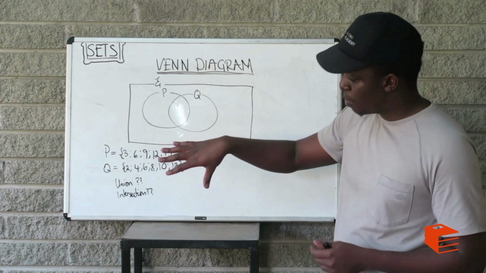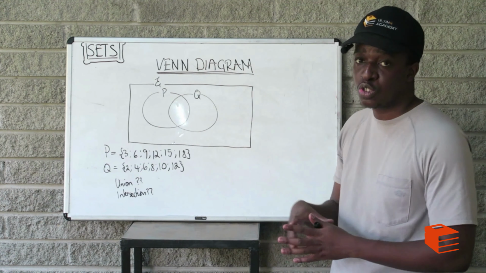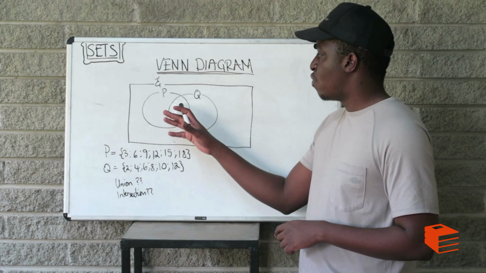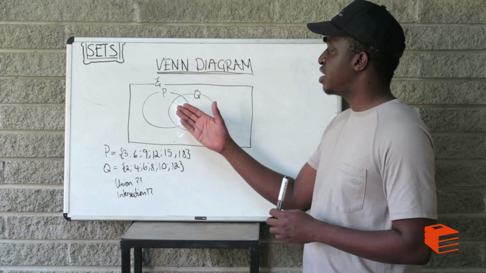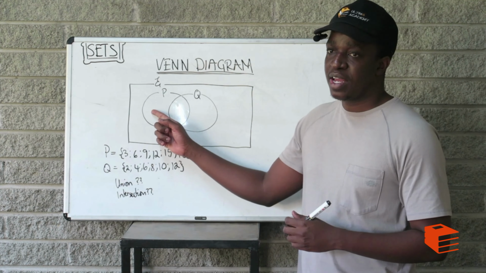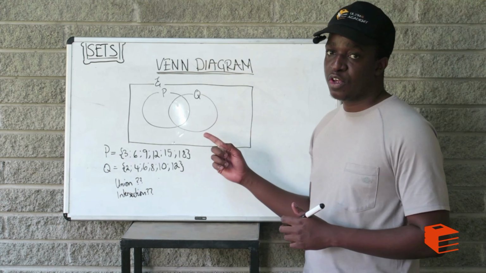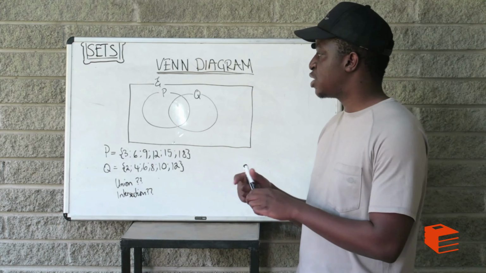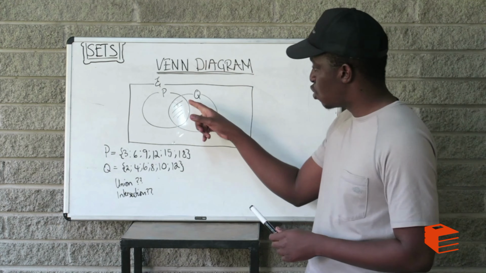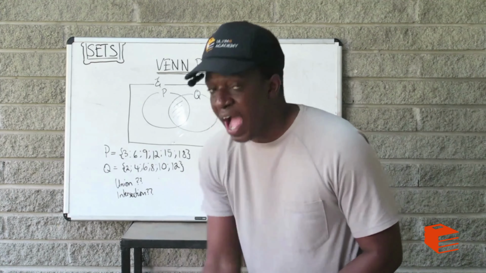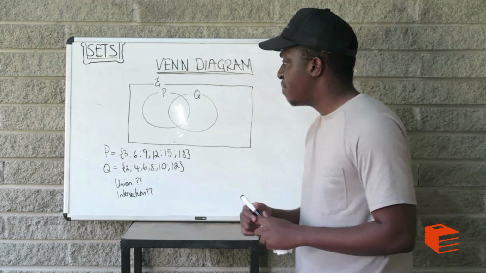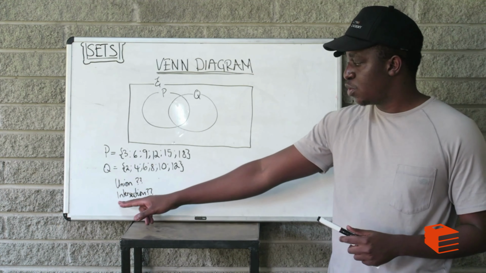Now we need to put this information onto our Venn diagram. Before I present that, this overlap is there to represent that there are some elements that will be in P at the same time as they will be in Q. So this overlap is called the intersection. All things that are there are in the intersection.